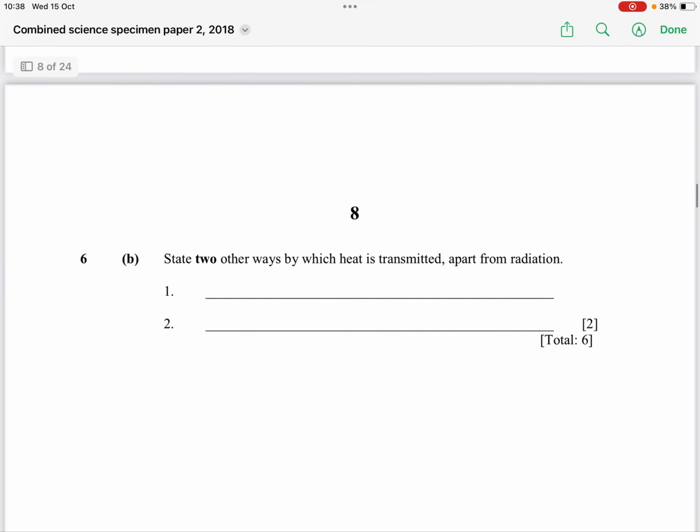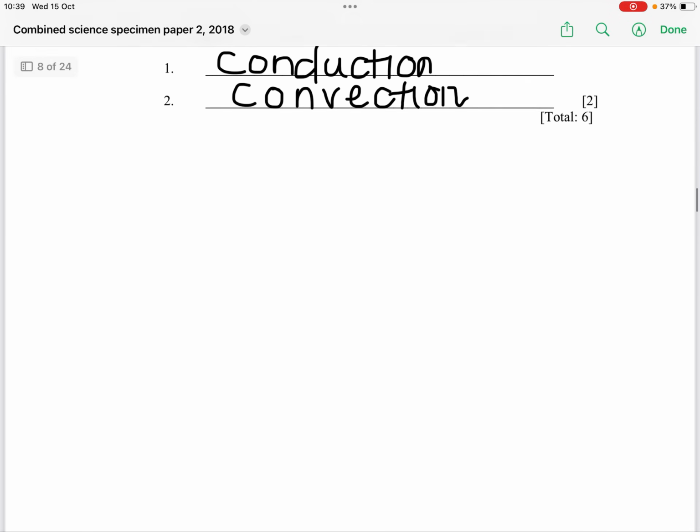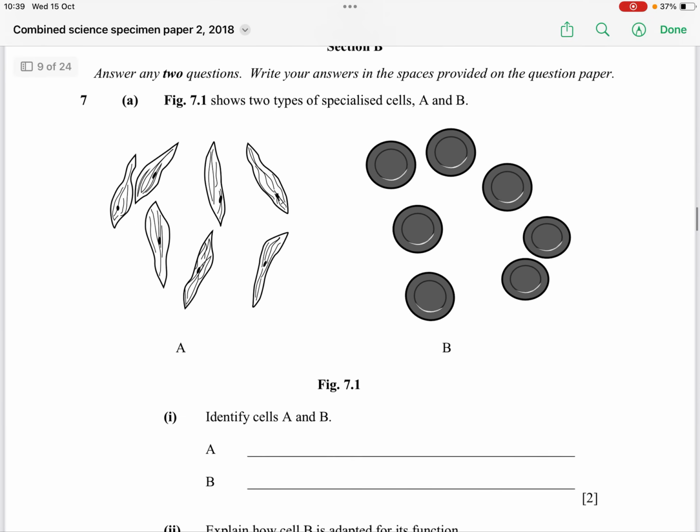Let us proceed to the next question. Number 6, state the two other ways by which heat is transmitted apart from radiation. So we have conduction, and also we have convection. So these are three ways of heat transfer: radiation, conduction, and convection. So that was all about section A. We can now proceed to section B.